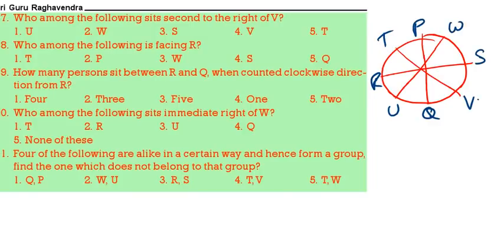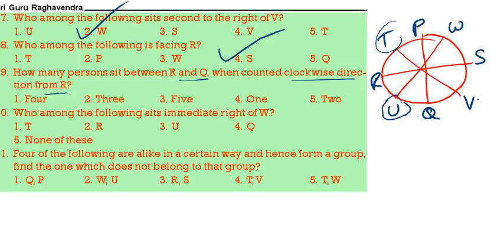Who is sitting second to the right of V? W. Who is facing R? S. How many persons are there between R and Q when you count in the clockwise direction from R? So clockwise means only 1 person is there. Only 1 person. When you count in clockwise direction from R.